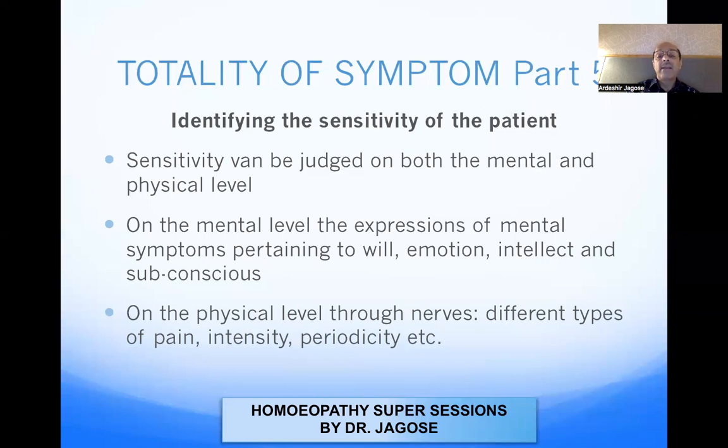Well, next point is identifying the sensitivity of the patient. So the sensitivity can be judged on both the mental and the physical level. On the mental level, expression of the mental symptoms pertaining to will, emotion, intellect, and subconscious should be taken into consideration. And on the physical level, through the nerves, that's the different types of pain, intensity, periodicity, etc. So if you're getting the PQRS or uncommon symptoms at the mental level, physical level, you know that the sensitivity is high and the susceptibility will also be high.